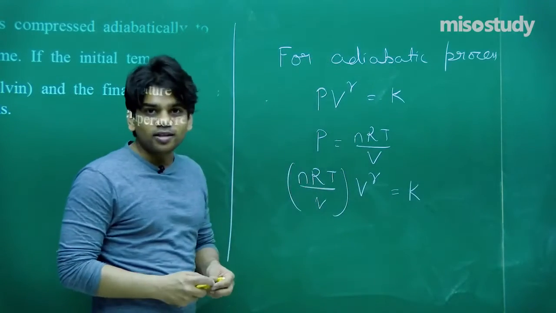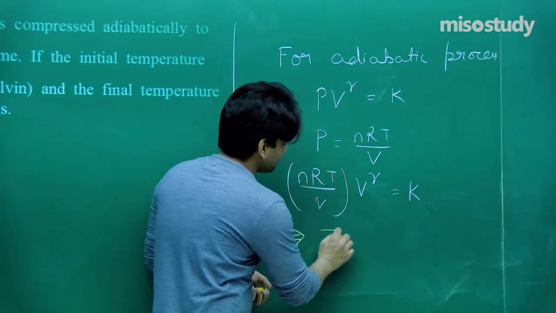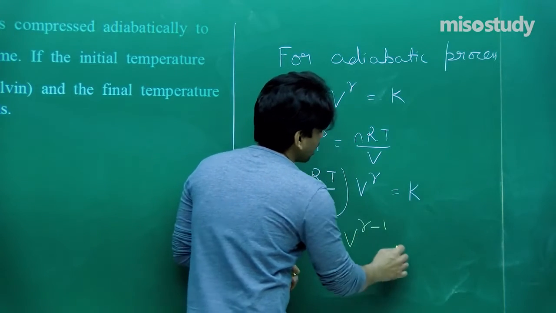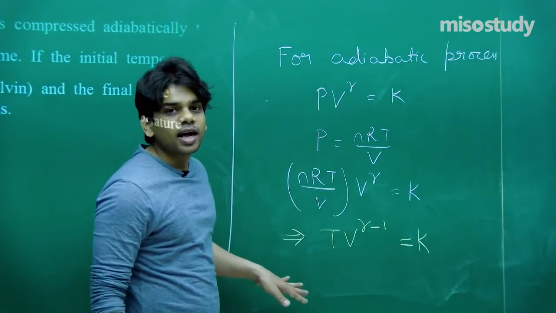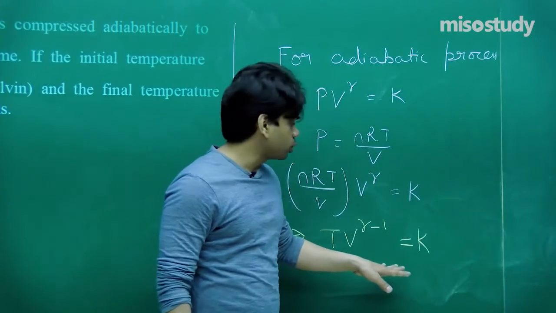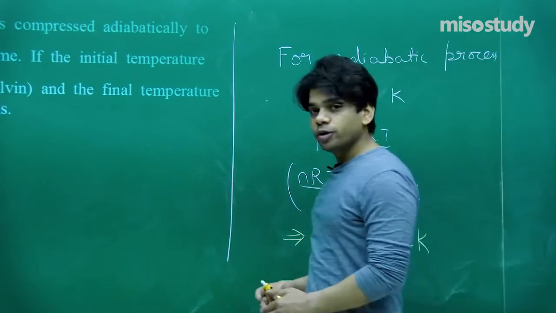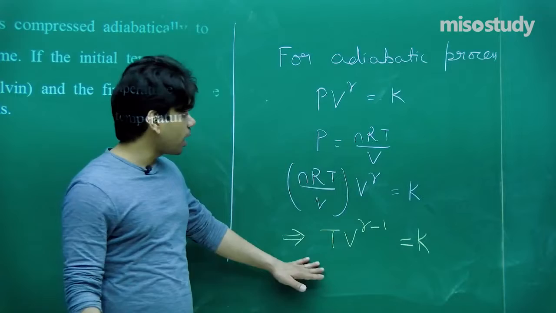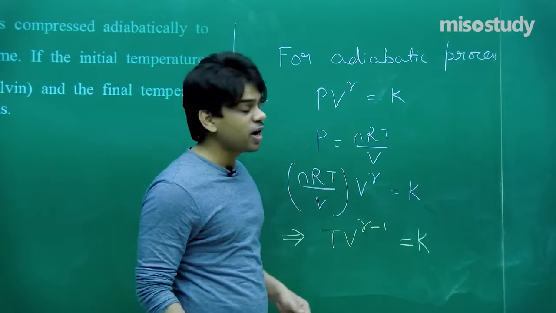n and R are constant, T you keep as it is, so we can write this as TV to the power gamma minus 1 equals a constant. That is what we can write. Take note till here. Now after taking this down, we can use TV to the power gamma minus 1, and gamma for a diatomic gas is 1.4 or 7/5.